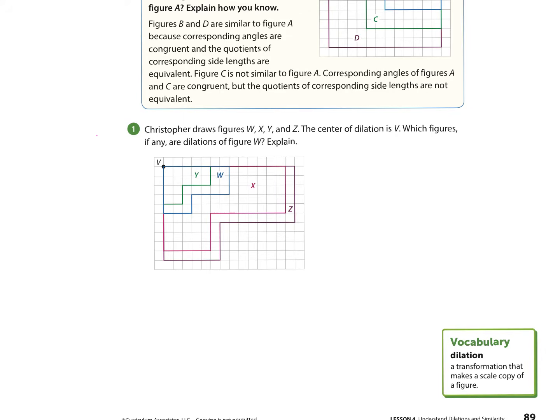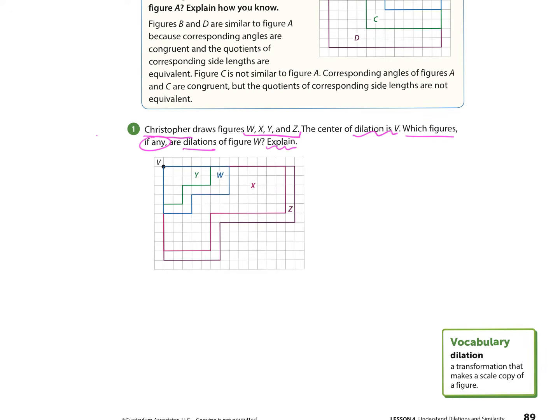Okay, so the last thing we're going to do for session 2 is, once again, figure out if something is a dilation or not. So we have Christopher. He's drawn W, X, Y, and Z. They've given us the center of dilation, and they want to know which figures, if any, are dilations, and we have to explain. So, unlike on page 88, where they told us all the sides that we needed to write the fractions for, this time we have to figure everything out ourselves.